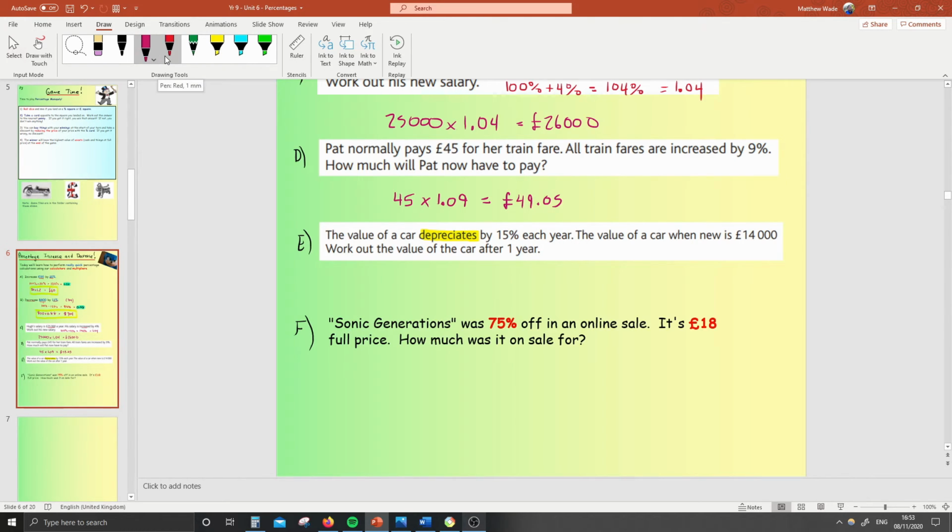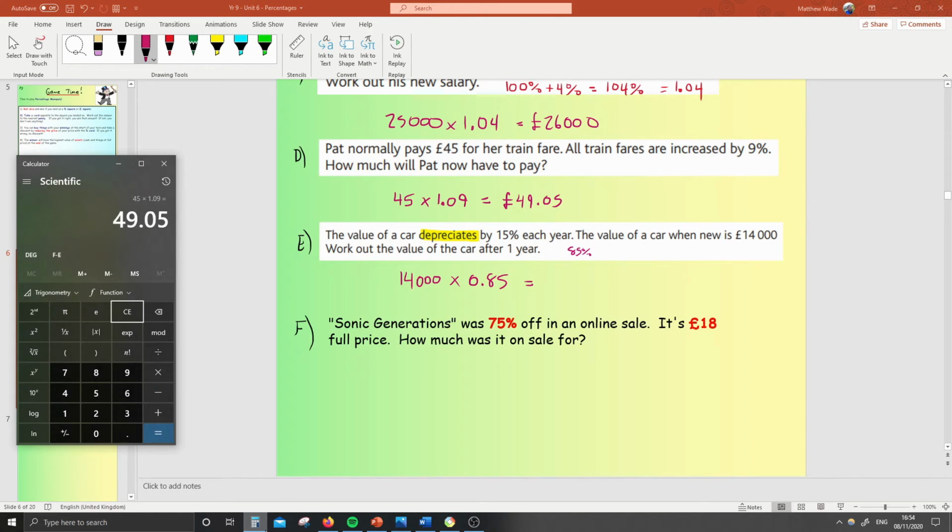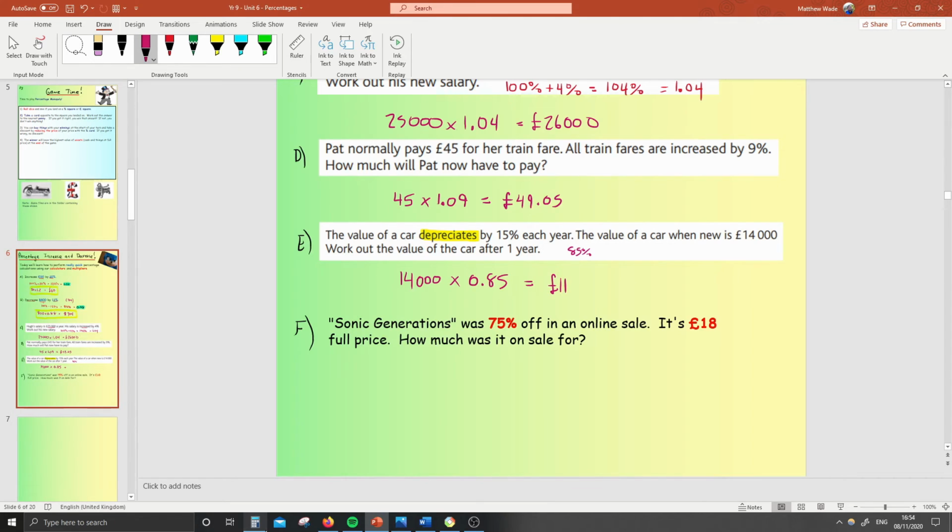So I'm still going to one-step it, so hopefully you'll be okay with this. Here's what we're going to do. 14,000, the number that we start with, times, because we're going to be using a multiplier. And here we go. The car used to, in the first year, have 100% of its value, but it lost 15% of its value, so 100 take away 15 means it still has 85% of its value, which as a multiplier is 0.85. So in one step, we should be able to crush it. 14,000 times 0.85 makes £11,900, and that is it.